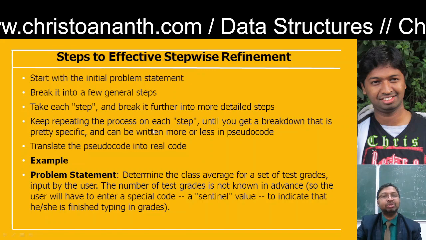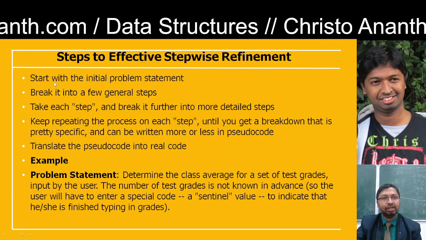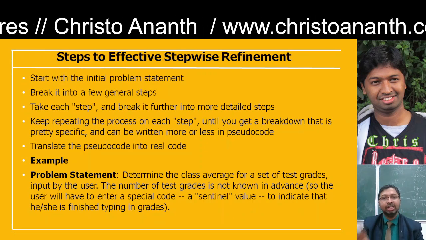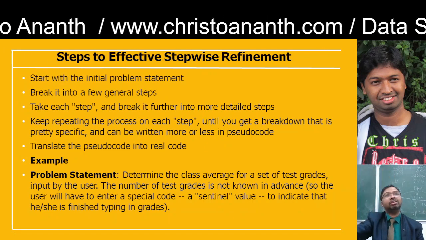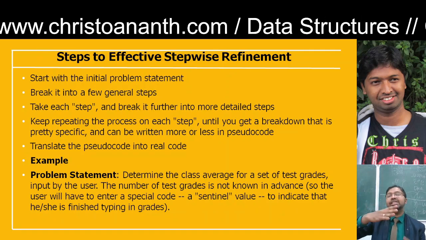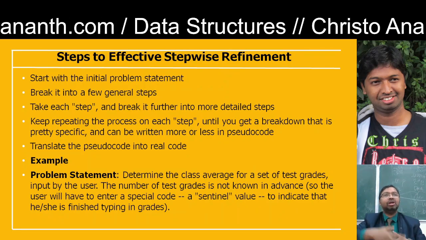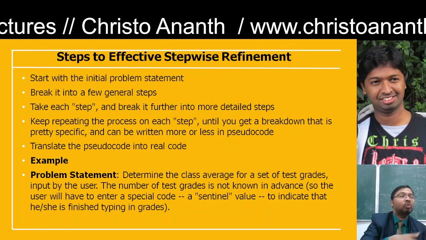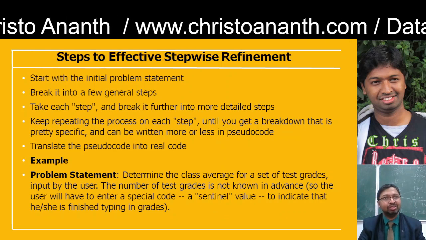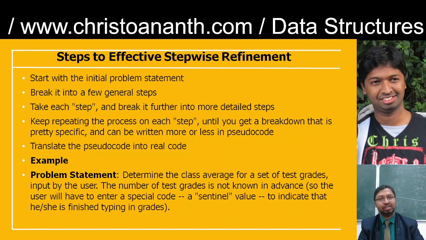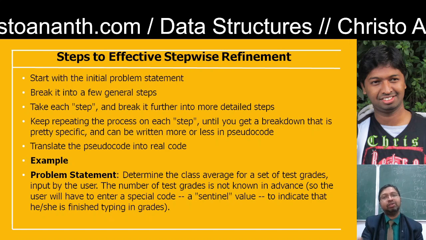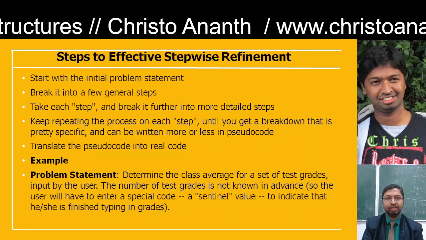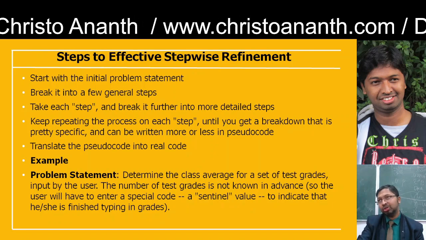So these are the steps to effective stepwise refinement. You start with the initial problem statement, then you break it into several steps. Take each step and again break it into detailed steps. For example, there is an election. Who are the people standing in the election? In that constituency, how many people are there? What are the details? Keep repeating the process for each step until you get a breakdown that cannot be further subdivided. Then you translate this pseudocode into real code.